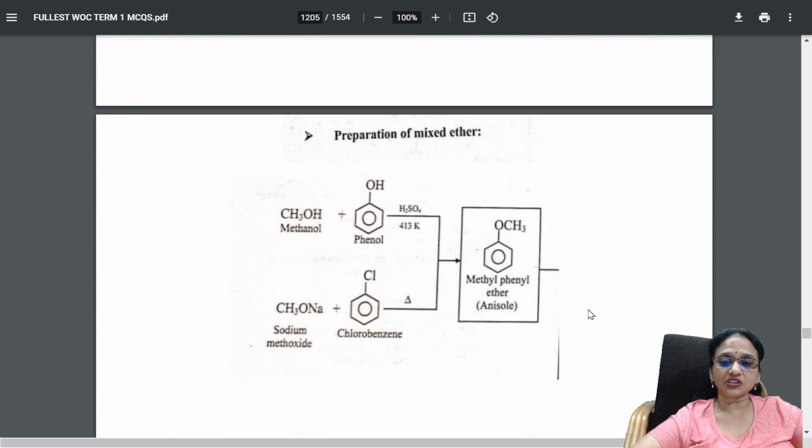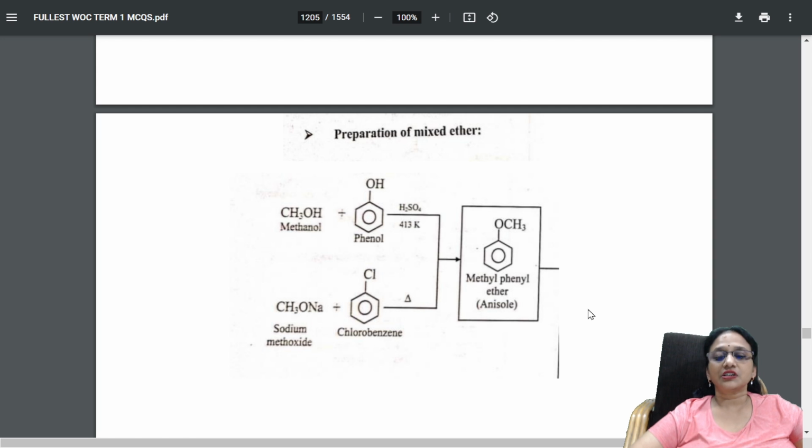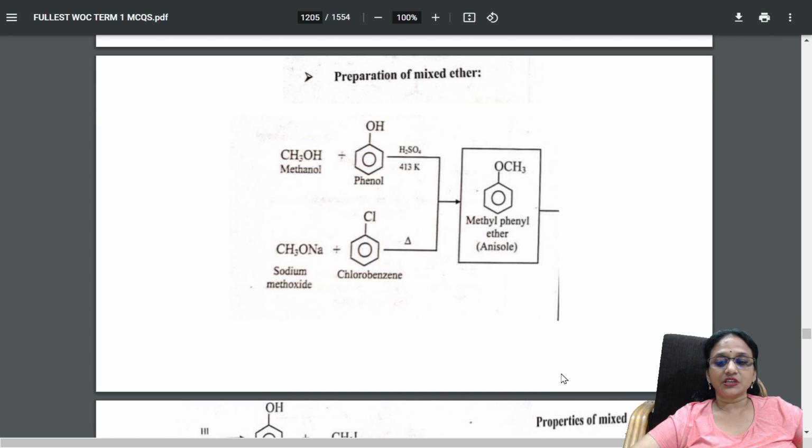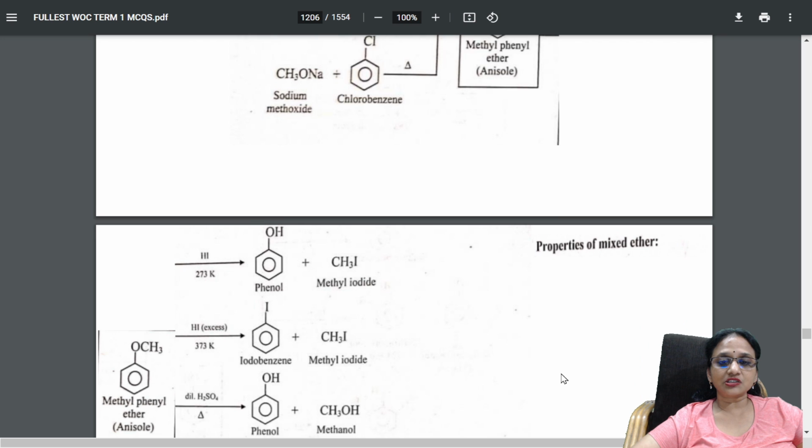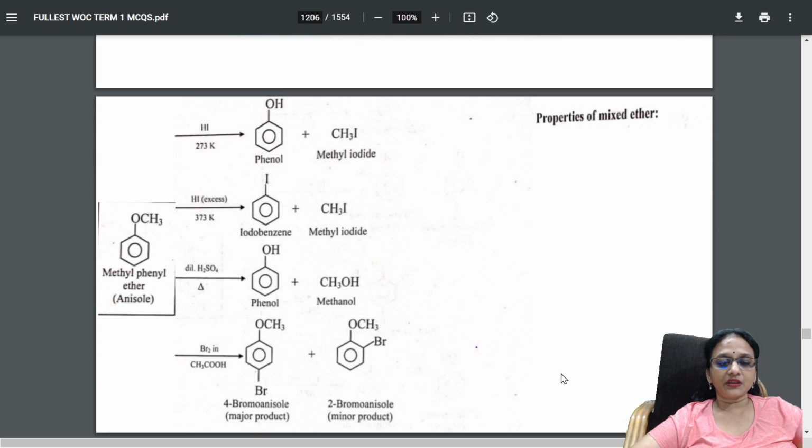Further, mixed ethers are those where the combination of phenols and methanol gives aromatic ethers. Yes, so these are the concepts. Further preparations of mixed ethers I have also given here. Preparing anisole, rather, mixed ether is nothing but anisole. In anisole, they further react with excess HI, dilute sulfuric acid, bromine and acetic acid to give me different compounds. So properties of mixed ethers are also here.